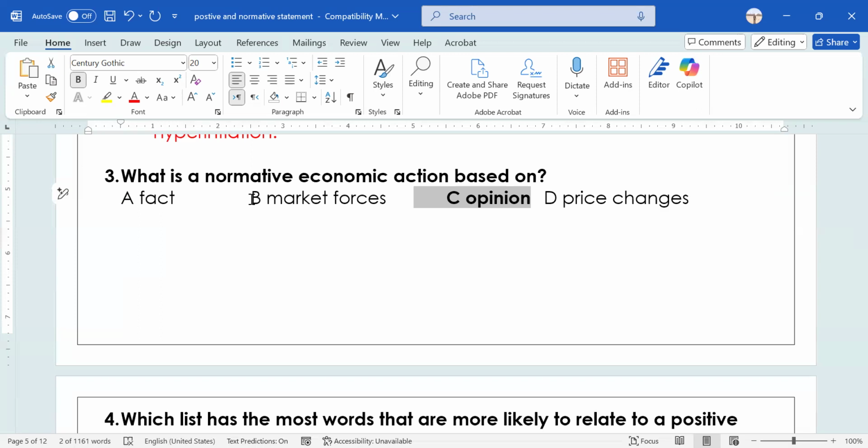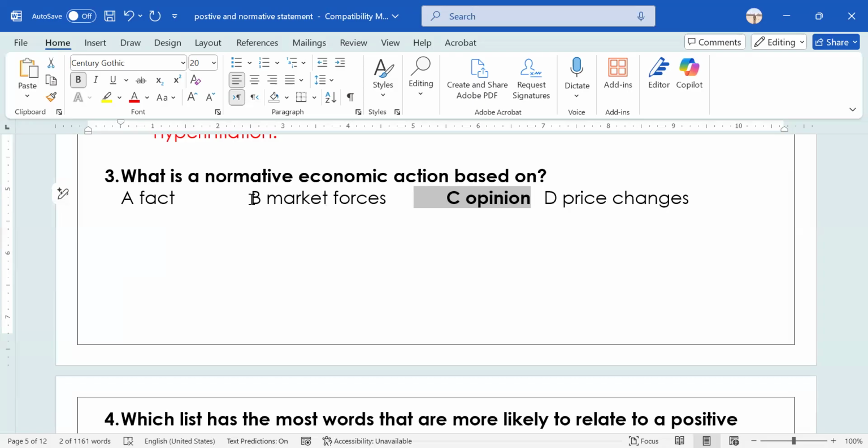Market forces, supply and demand, really influence the economic outcomes. It has a huge effect on our economy, but they don't really express opinions or values. Letter D, the price changes. Price changes are economic data, obviously, right? Because they are included in the positive analysis. So, not a value based decision.